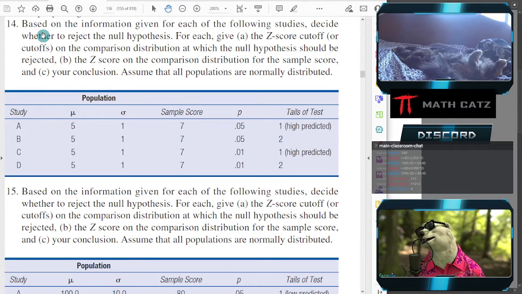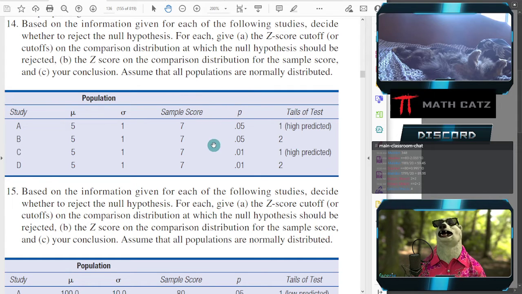Let's read the question to get an idea here. Based on the information given for each of the following studies, decide whether to reject the null hypothesis. For each, give the z-score cutoff or cutoffs on the comparison distribution at which the null hypothesis should be rejected, the z-score observed by way of the sample score given, and then our conclusion. It doesn't have to be in this order. This is just a rough guide. Assume that all populations are normally distributed.